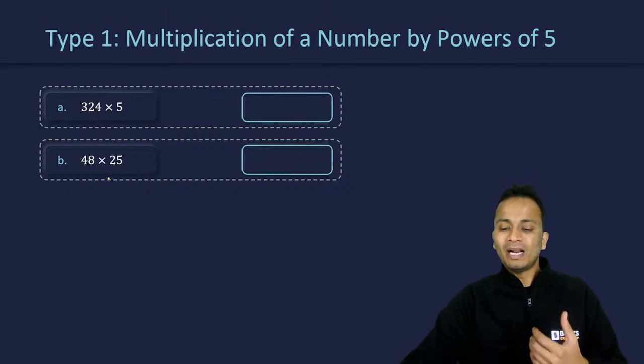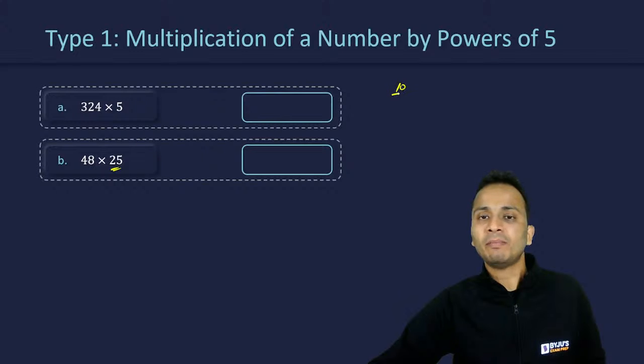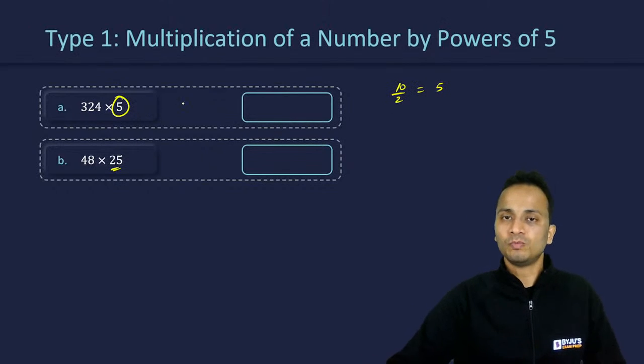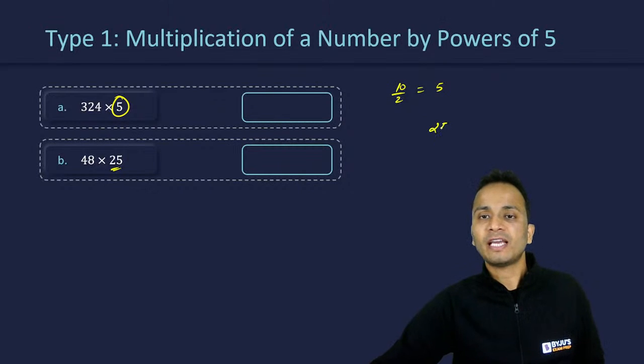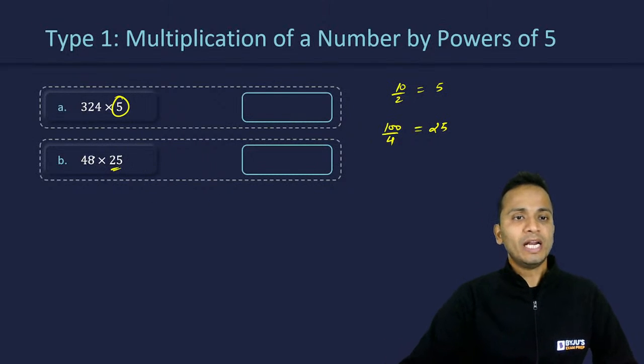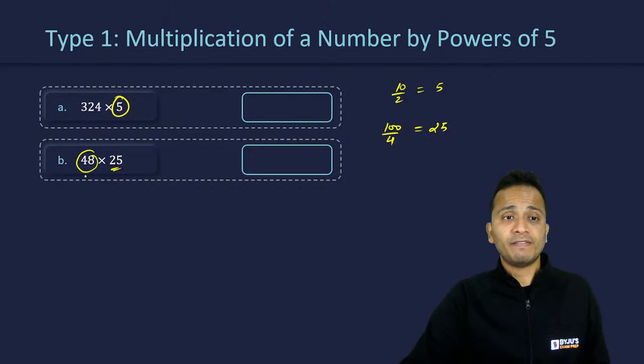Now let's look at the next question. Next is, if I want to multiply a number by 25. अब 10 को मैंने क्या लिखा था, 10 by 2 was equal to 5. So I replaced 5 by 10 by 2. Similarly, 25 can be written as 100 divided by 4. All right, 100 divided by 4. So what I'll do is I'll divide this number by 4. 48 को 4 से divide किया, कितना होगा, 48 divided by 4 will be 12.